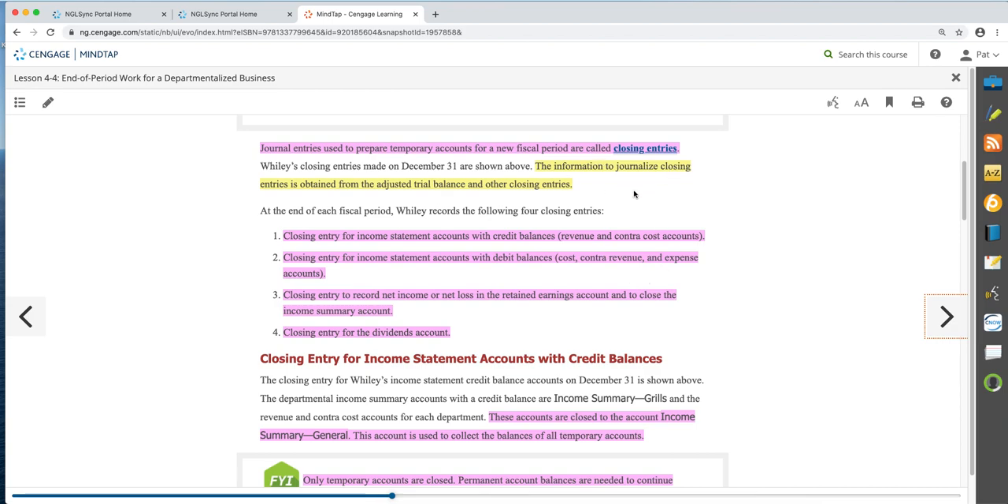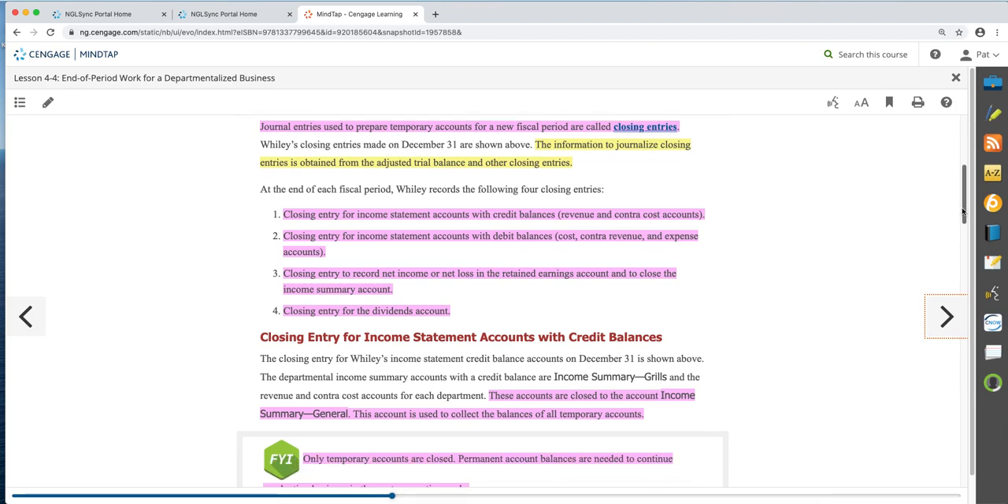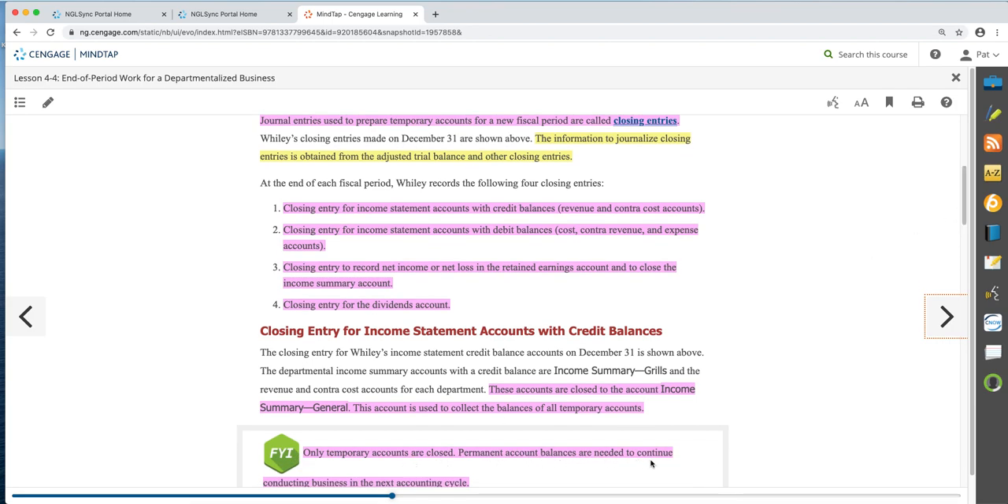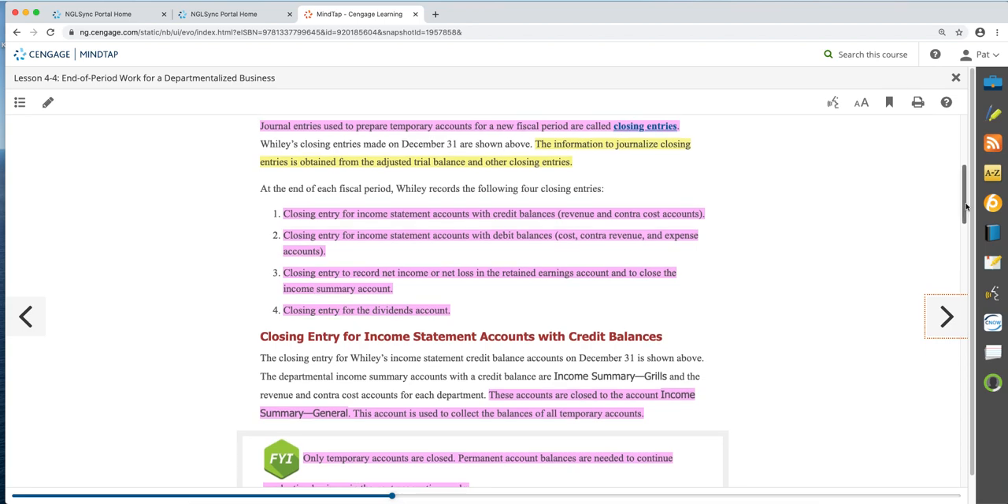So the temporary accounts are closed. The accounts are closed into an account called income summary. This account is used to collect all the balances of temporary accounts. We'll show you what that means. Only temporary accounts are closed. Permanent accounts are needed to continue. We just talked about it.